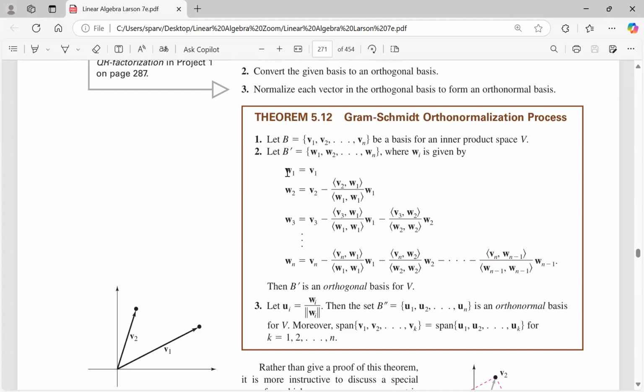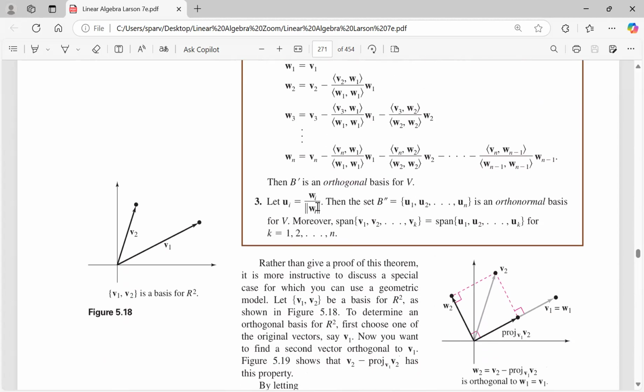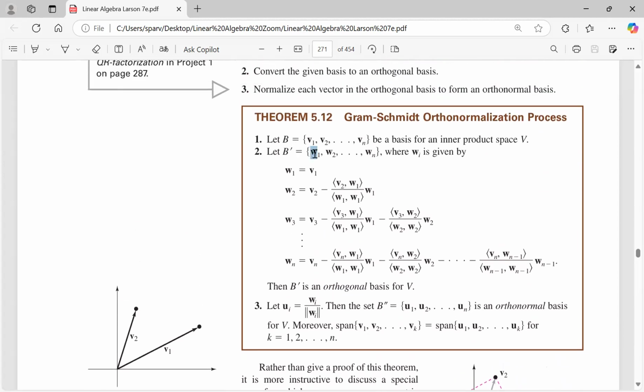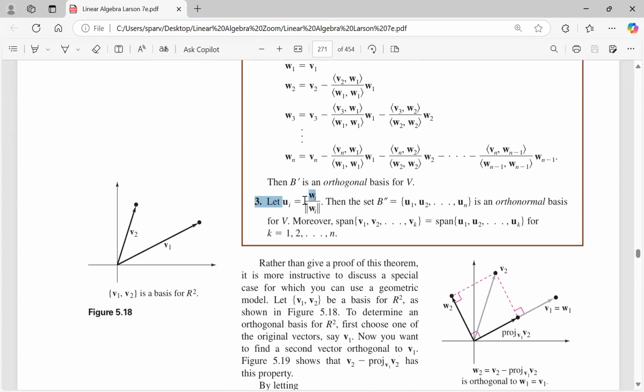Where do these W's come from? There you go. These are really projections. W1 is the projection of vector W onto B1. W2 is the second projection component, V2, and so on. These are all projections. And these B primes will be orthogonal now. Now, if you normalize them, meaning you divide each of these W's by their magnitude, W2 by its magnitude, Wn by its magnitude, that's what number 3 is.